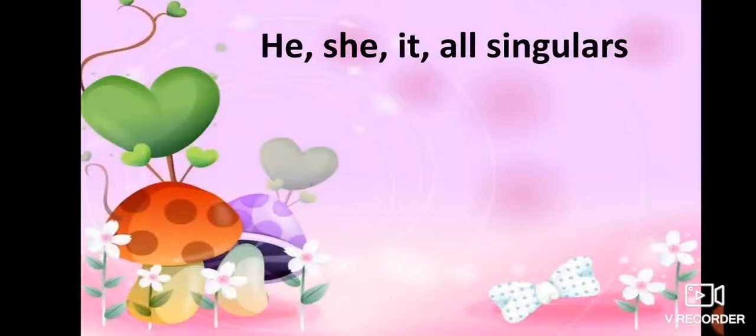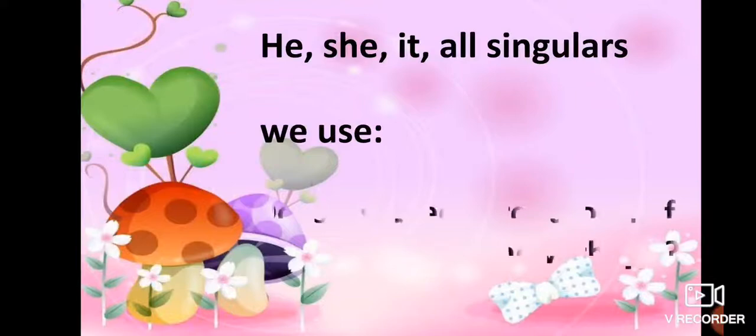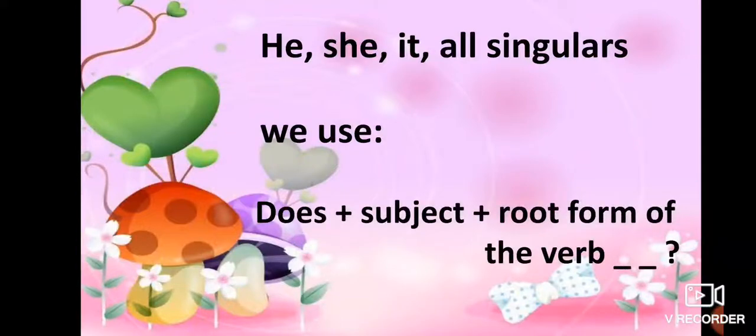With he, she, it, all singulars, we follow this rule. Does plus subject plus root form of the verb, which means first we write does, after that the subject, then the root form of the verb and then continue with the sentence, and in the end we put a question mark. Now let's see its examples.